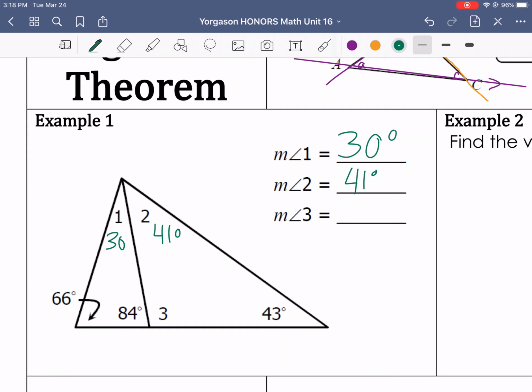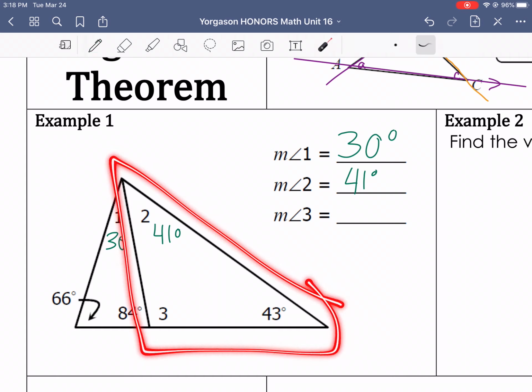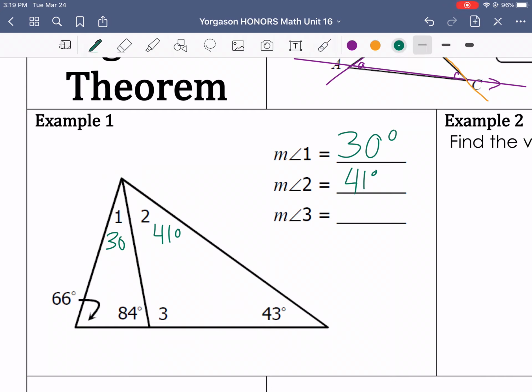Okay, and now we have enough that we can find the measure of angle 3, right? We've got these two angles, and if we add 41 and 43 together, that would give us 84. If you take 180 minus 84, that would leave us with 96 degrees for this third angle.